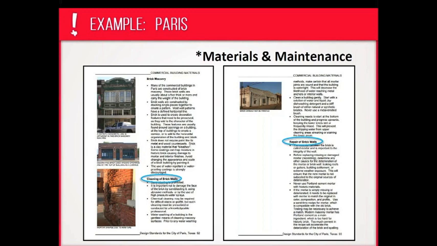For example, many commercial buildings in Paris are constructed of brick masonry. Then they explain how to clean those buildings and how to repair the material. For instance, sandblasting is prohibited, while water washing is the gentlest means possible. Maintenance is key to preserve any historic building. Paris's guidelines acknowledge that and make sure that the owners understand how to care for their property.